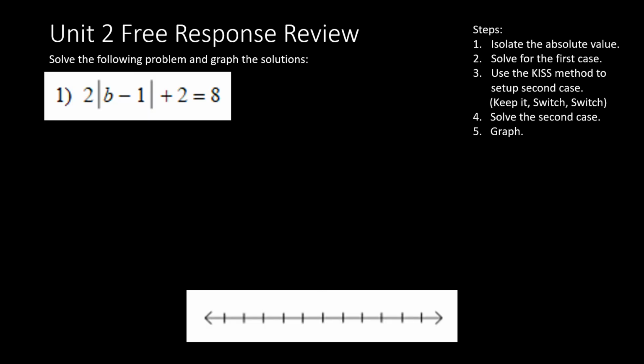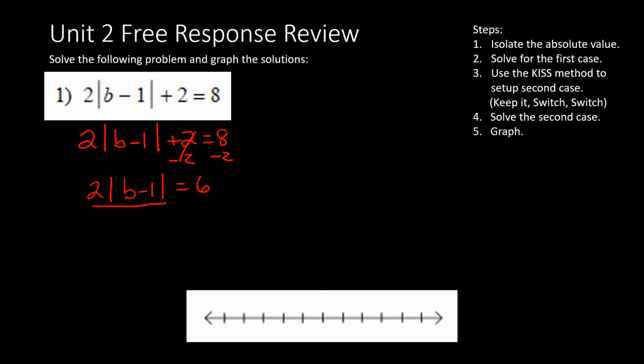So for this here, we've got to solve the following problem and graph the solutions, right? So we're going to follow these steps. We want to isolate the absolute value. So when we isolate it, we're going to have 2 absolute value of b minus 1 plus 2 equals 8. To isolate this, I'm going to first want to subtract 2 from both sides. So I'm going to have 2 absolute value of b minus 1 equals 8 minus 2 is 6.